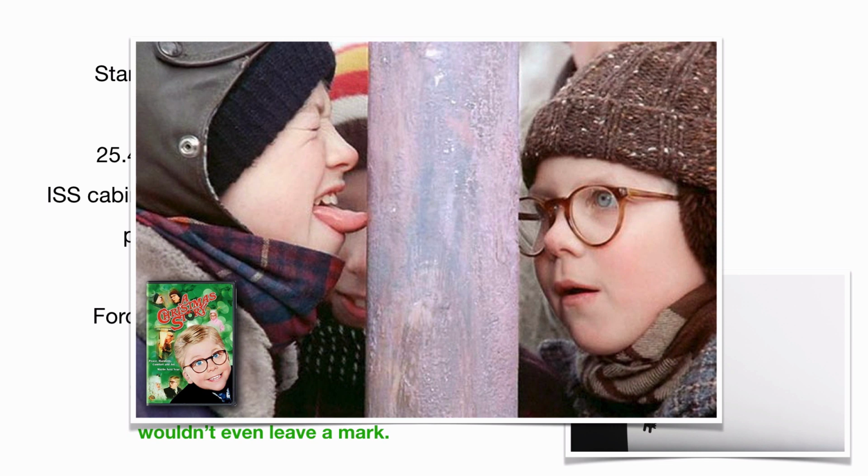So what they actually did is they had a vacuum pump. They drilled a hole in the pipe. They ran the vacuum pump, and the actor sticks his tongue out, and it instantly sticks. And it probably didn't leave a mark either.